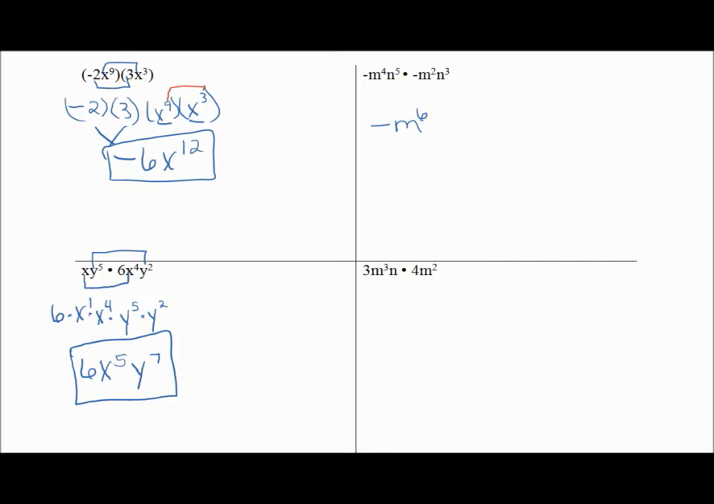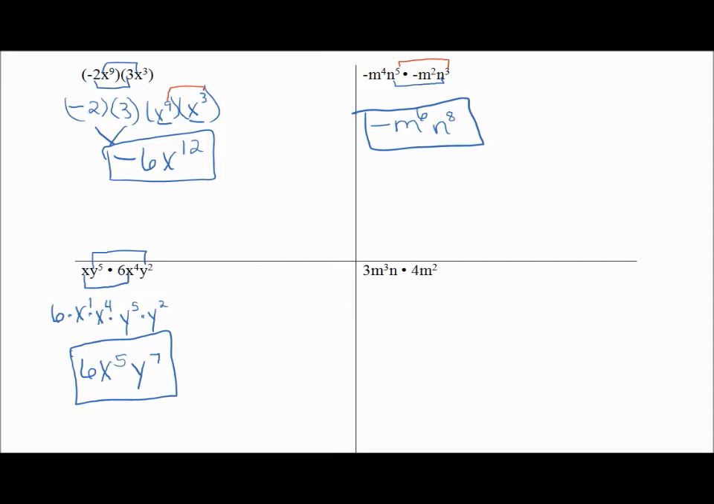For the n term, I have n to the fifth times n to the third. I want to add those exponents. 5 plus 3 gives me 8. So that means that my final answer is negative m to the sixth power n to the eighth. That's my final answer.